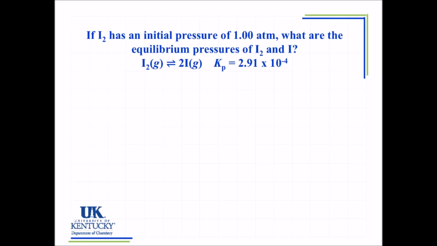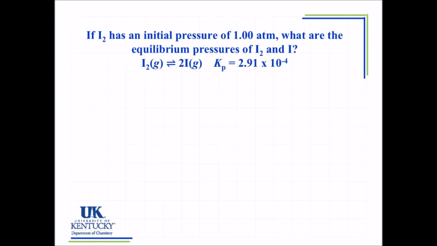Let's look at an example dealing with pressures instead of concentrations. If I2 has an initial pressure of 1 atmosphere, what are the equilibrium pressures of I2 and I? We're given our balanced chemical equation and the value of Kp.